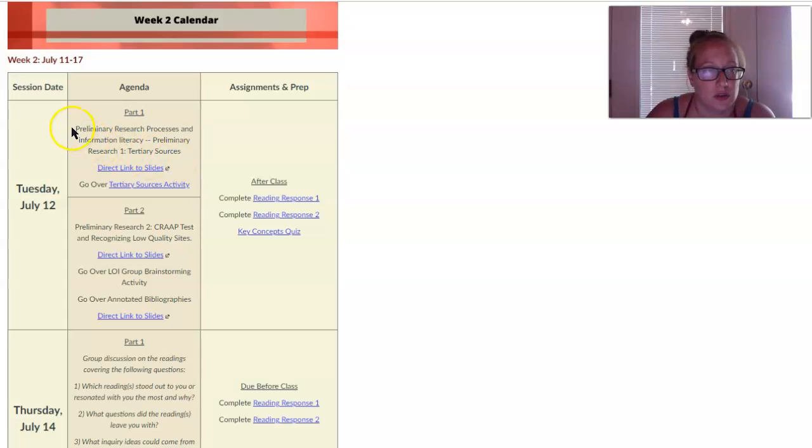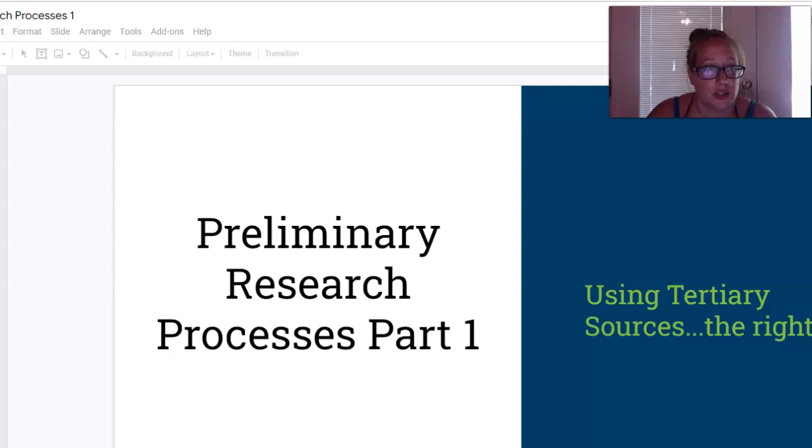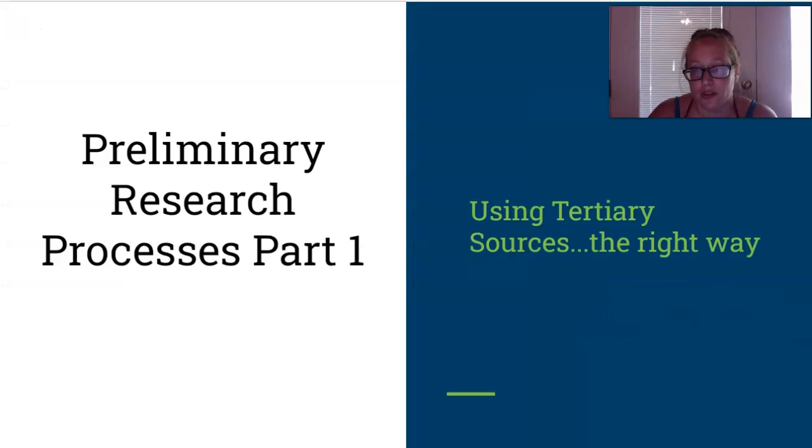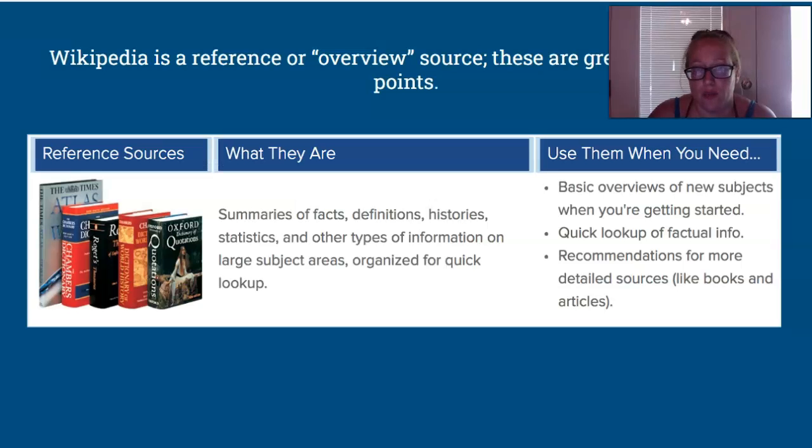So we're going to start with preliminary research processes and information literacy. So kind of a two-part presentation. We're going to be talking about preliminary research 1, tertiary sources first, and then we're going to do preliminary research 2, the CRAP test and recognizing low quality sources next. So we're going to start with tertiary sources. So we're going to talk about using tertiary sources the right way.